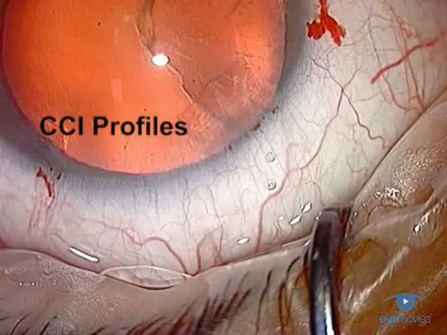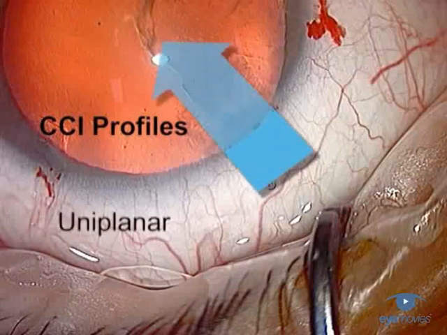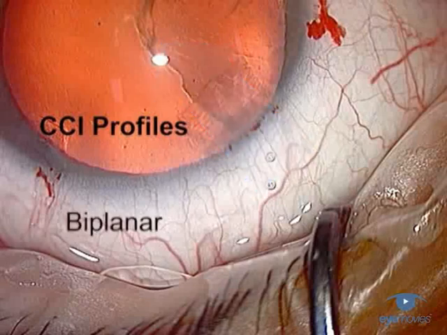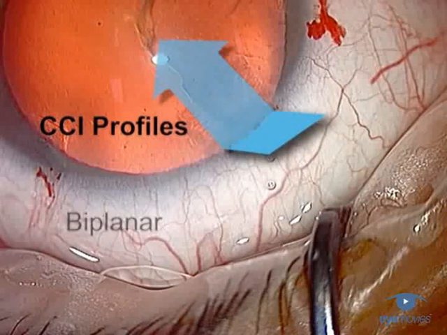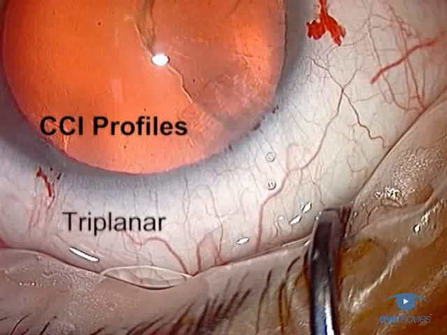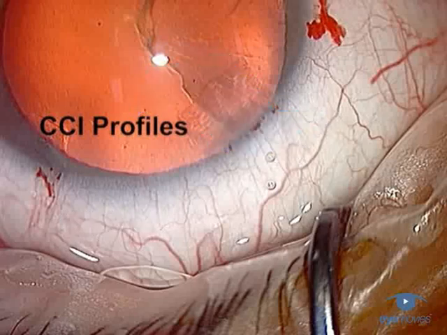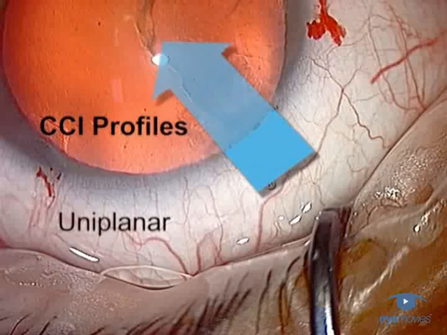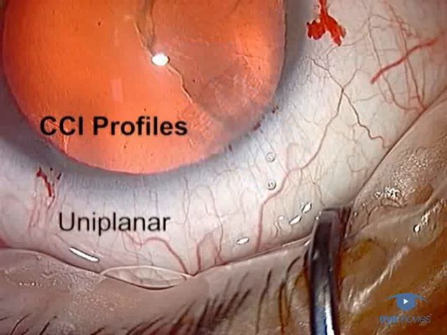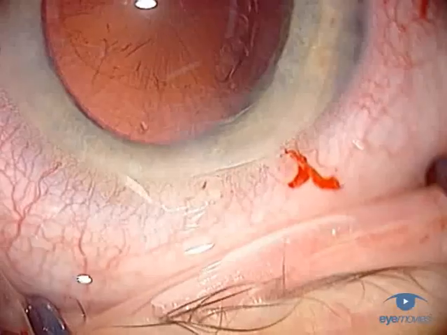The incision itself can be one of three profiles: a uniplanar or stab incision, a biplanar or groove and stab two-step incision, or a triplanar incision with a groove, a tunnel, and an angled entry into the anterior chamber. Although of the three the uniplanar incision is the simplest and the quickest to construct, it's not particularly the recommended choice for a novice phacosurgeon for the following three reasons.